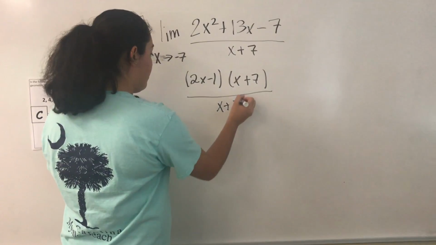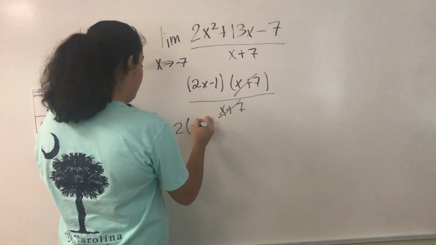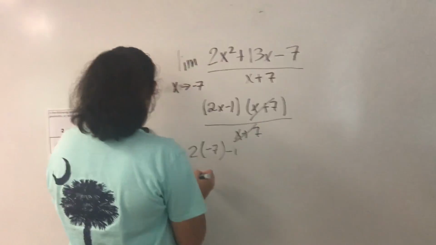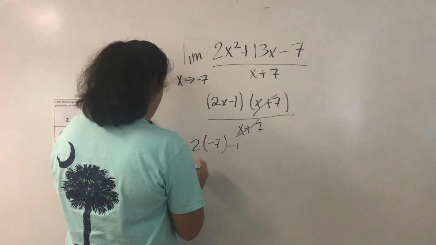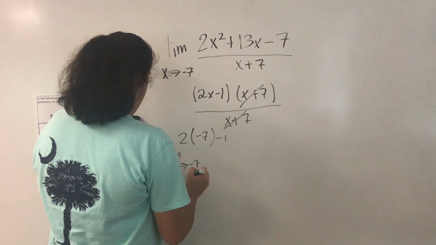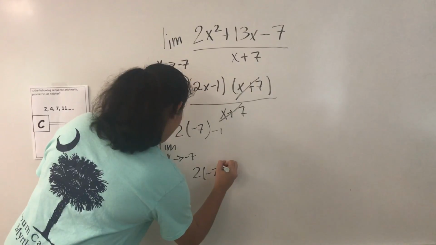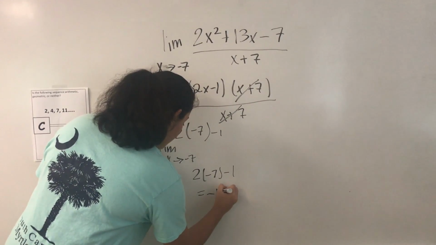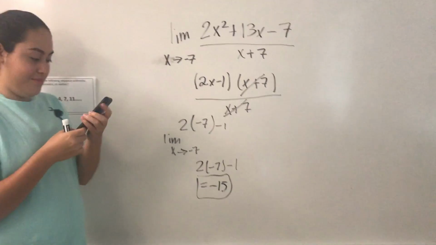So when we factor, you should get 2x minus 1 times x plus 7 over x plus 7. Now you see the similarities on the top and bottom. You have x plus 7. Now you will cancel those out. Now you're left with 2x minus 1. All that is left to do is to plug in negative 7 where there is an x. So 2 times negative 7 is negative 14 minus 1, which will equal negative 15. So that will be the limit.